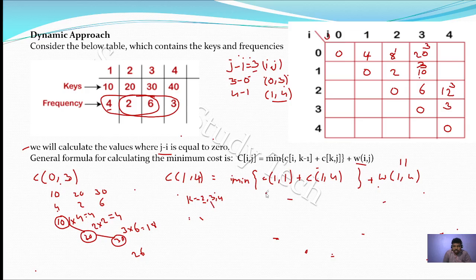Now the k value is 3. See, C of i comma k minus 1. Here the i value is 1. First I consider 2 minus 1, that is 1. Here the k value is 3, 3 minus 1 is 2, plus C of 3 comma 4, plus C of 4 comma 4. So C of 1 comma 1 is 0 and C of 1 comma 4.